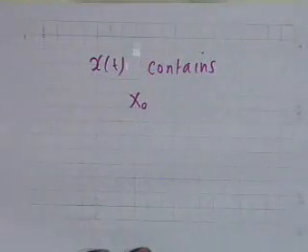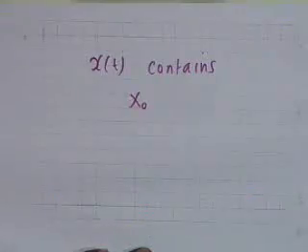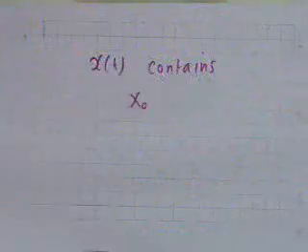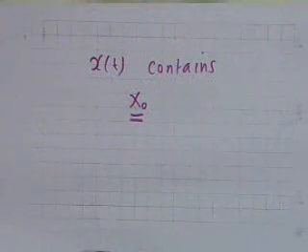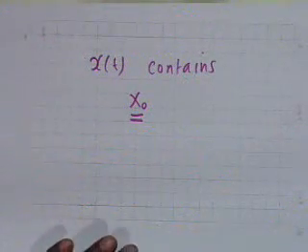Suppose the original random process x of t had a DC component. Suppose it contains a DC component, let us say x0. That is, x of t may be x0 plus n of t. Then what will be the spectral density corresponding to x0? You recall that, well, you don't have to recall. X of t contains a DC component, which means that at omega equal to 0, the value of the power spectrum shall be x0 squared.